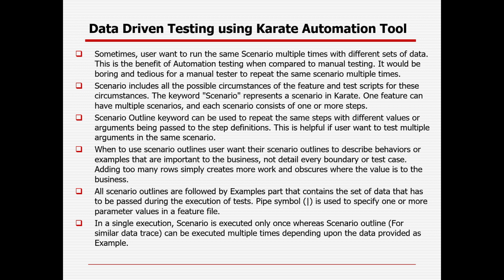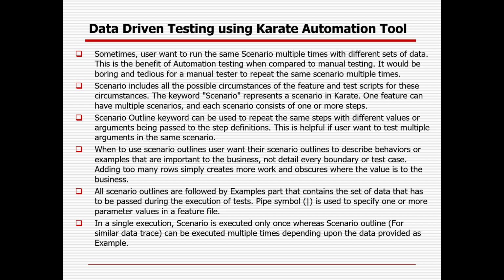A scenario includes all possible circumstances of the feature and the test script for these circumstances. The keyword Scenario represents a scenario in Karate. One feature can have multiple scenarios and each scenario consists of one or more steps. The Scenario Outline keyword can be used to repeat the same step with different values or arguments being passed to the step definition. This is helpful if the user wants to test multiple arguments in the same scenario. When to use Scenario Outline: the user wants the scenario outline to describe behavior or examples that are important to the business, not detail every boundary or test case.